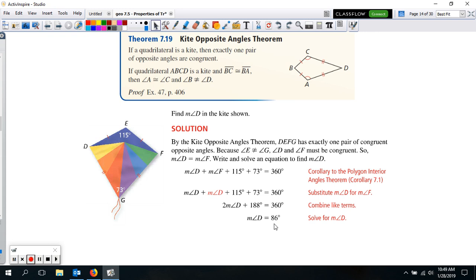Actually, it doesn't give us 86 there yet, but subtract from 360 and then divide by 2, and that would give us the 86 there. So they did the 2 steps kind of quickly and didn't show both steps. But that's basically how you're finding that. So if you find the measure of D, that's the same as the measure of F.